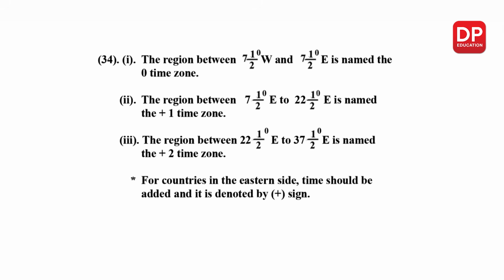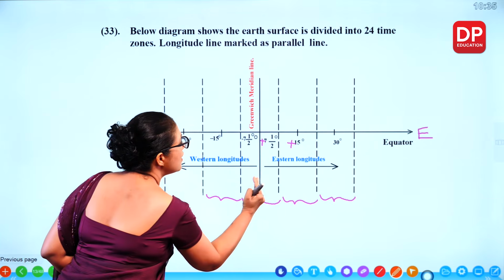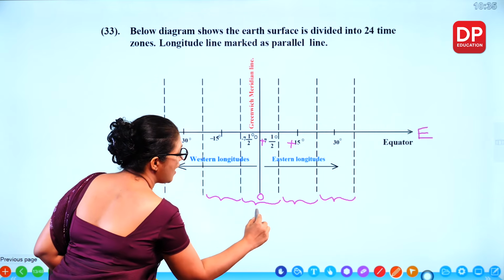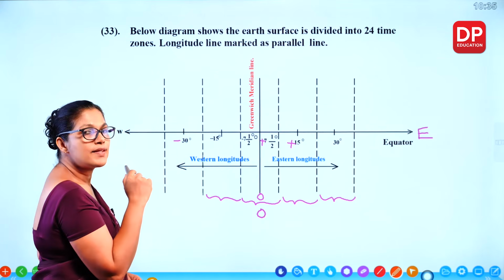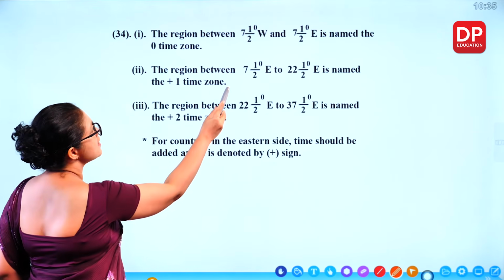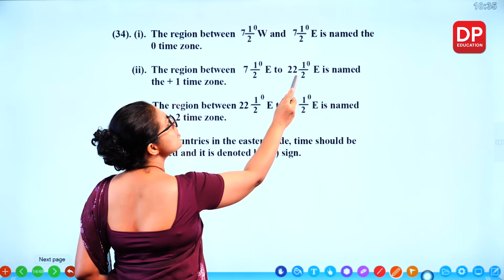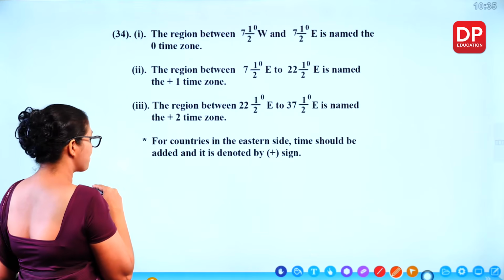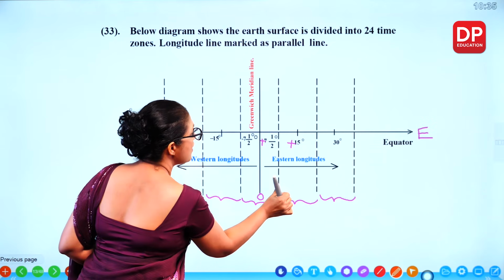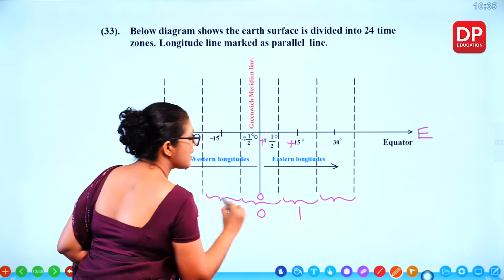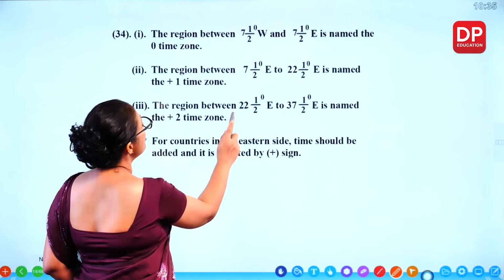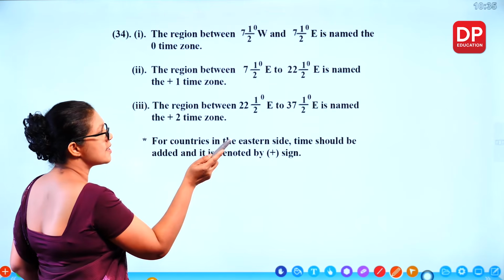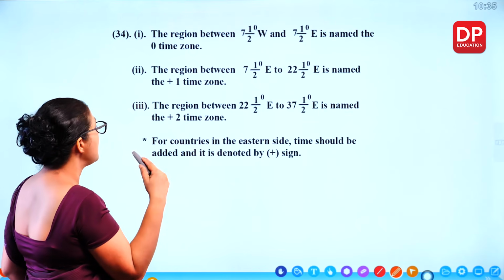The region between 7.5 west and 7.5 east is named as the 0 time zone. So here plus 7.5 and minus 7.5 means time zone 0. If you take positive 7.5 east and 22.5 east, that's time zone 1. So where's time zone 1? 7.5 and 22.5, that's time zone 1. The region between 22.5 east to 37.5 east is named as plus 2.